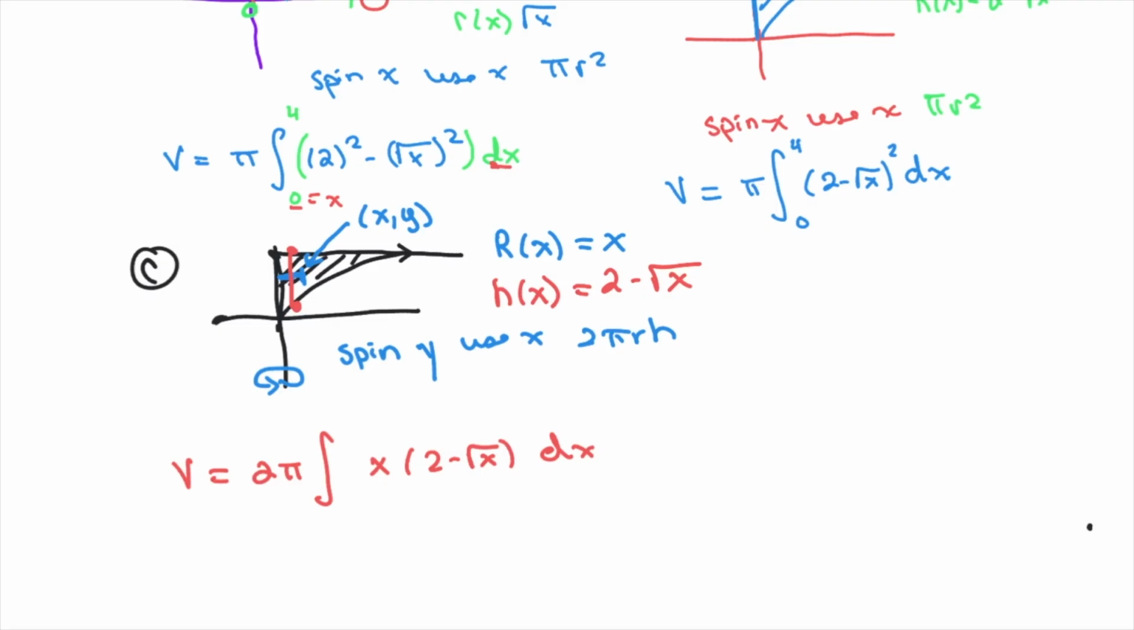And the x values have to be the endpoints, so we want to go from 0 all the way to x is 4. So that'll be the limit. So these must match. This is equal to x, whatever you have that you're cutting on your axis.